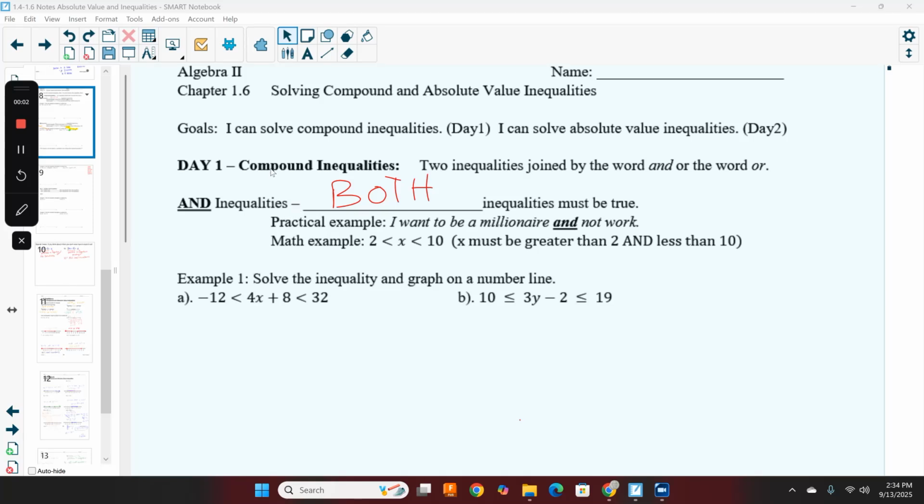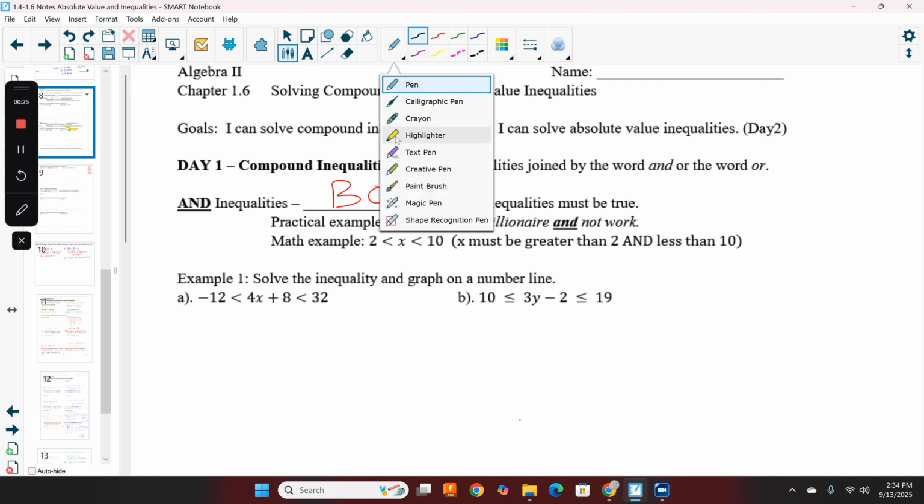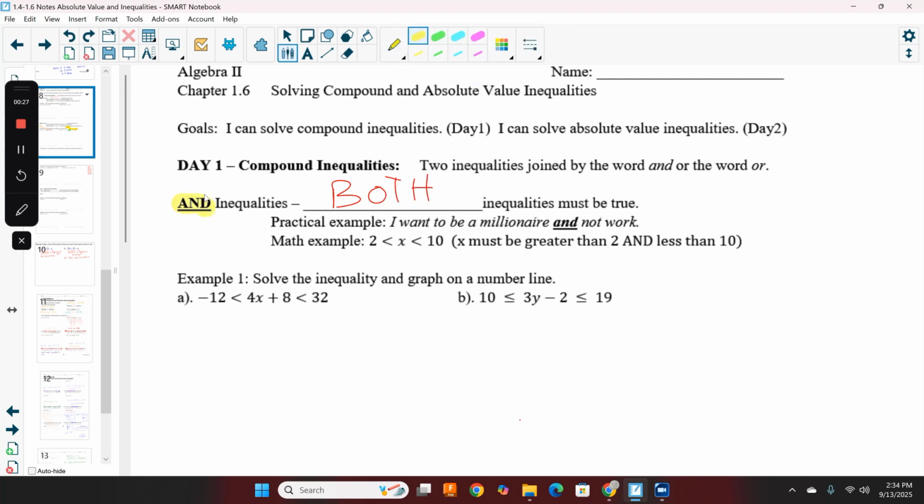All right, 1.6, first day, we're solving compound inequalities, and then the second half of this lesson will be solving the absolute value inequalities. So for the compound inequalities, both inequalities must be true if it is an "and." So if it's an "and," both inequalities must be true.